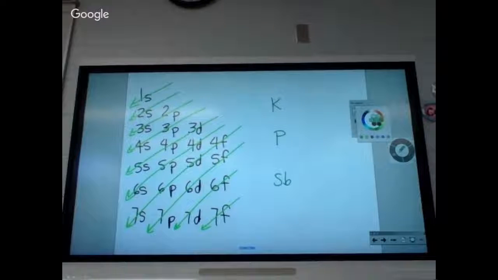The S holds 2, the P holds 6, the D holds 10, and F holds 14. Remember your quantum numbers we were working on before you went to JROTC? The same numbers we were learning? That's where these numbers come from.